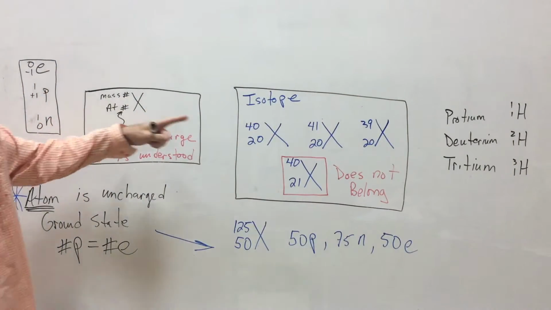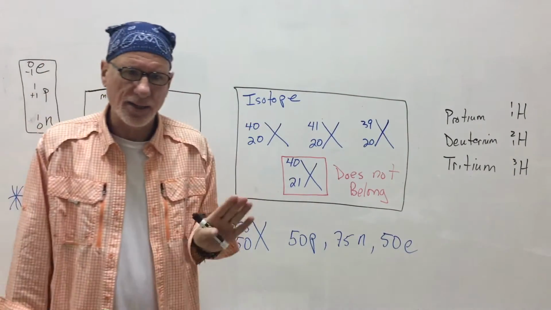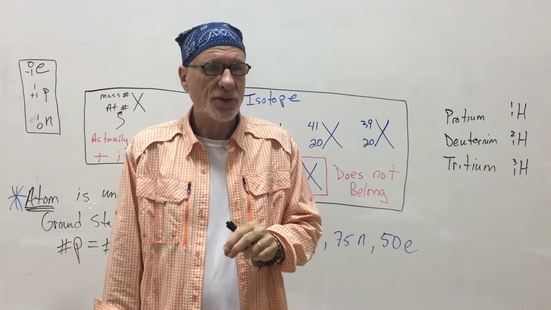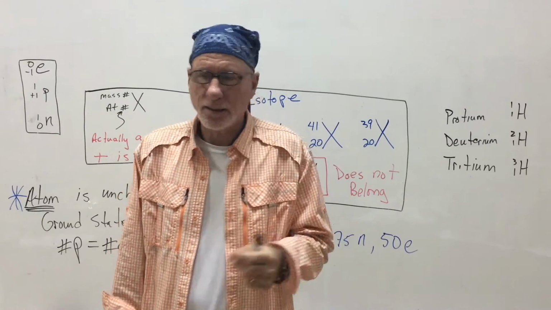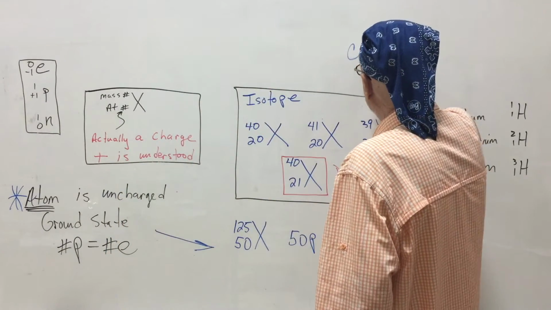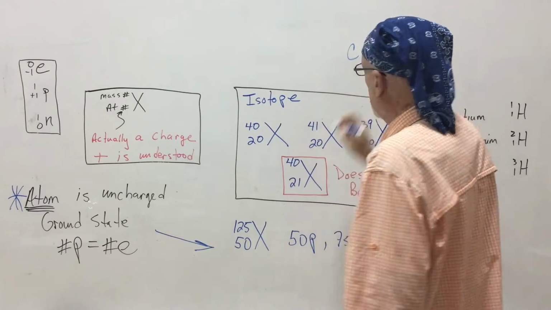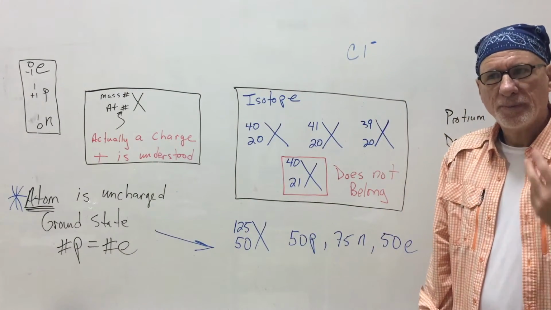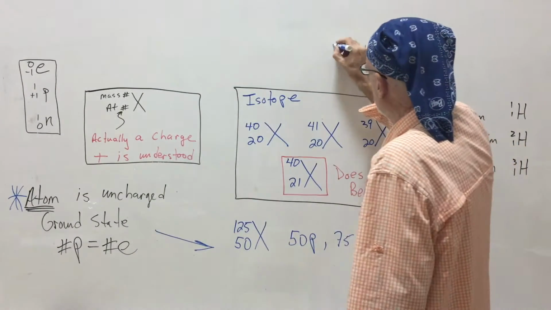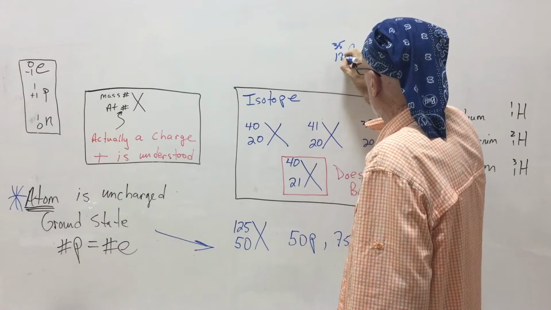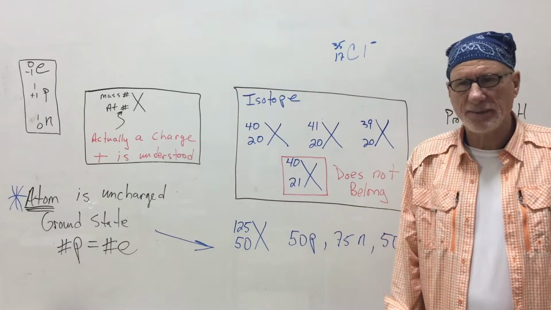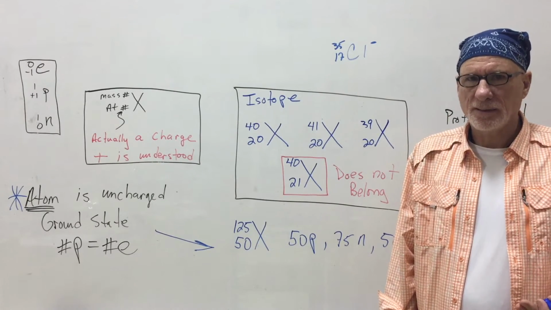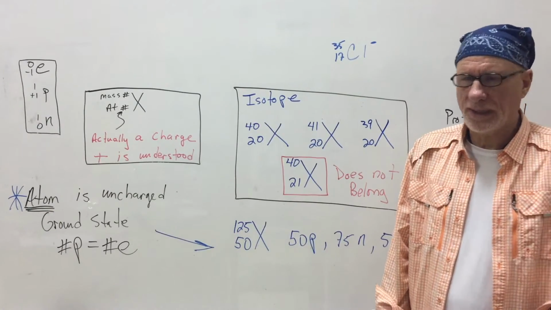Now, this is an atom. It's not an ion. An ion is a charged particle. For instance, chlorine. Let's say it's a negative charge. It's still going to have the same mass. We'll say the mass number is 35 and the atomic number is 17. But we're going to say that it is an ion. That's an anion of chlorine.